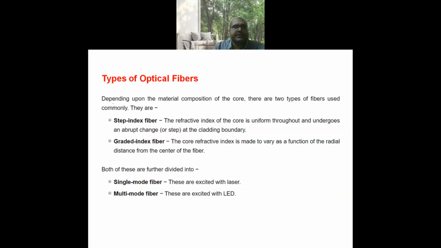Types of fibers. Depending on the material composition of the core, two types of fibers are commonly used. They are step index fiber and graded index fiber. In step index fiber, the refractive index of the core is uniform. In graded index fiber, the refractive index of the core is not uniform and it is a function of radial distance from the center of the fiber.